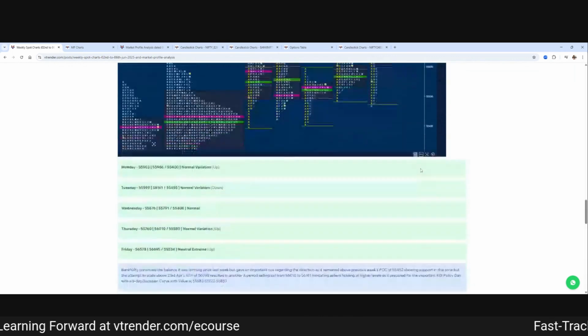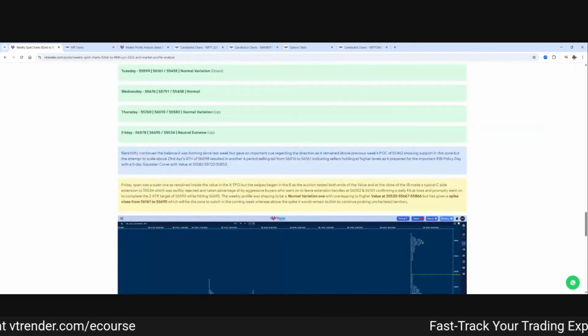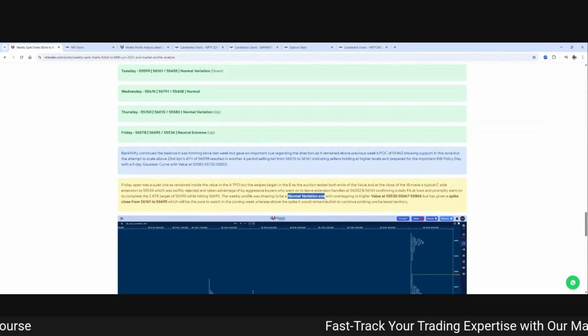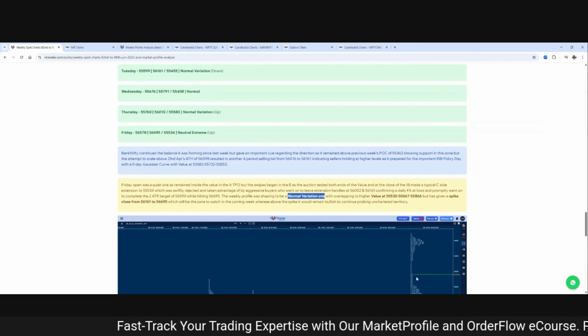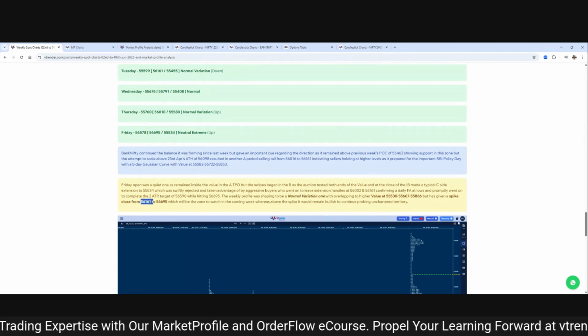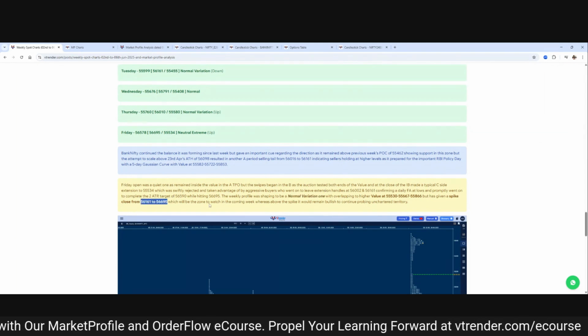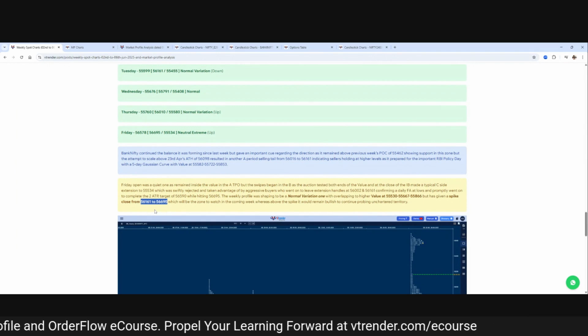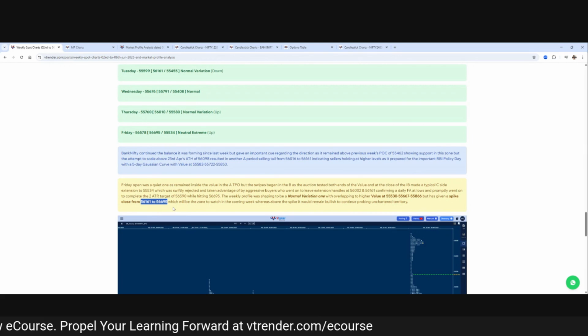And on the weekly profile, what we did was we formed a normal variation one, which was actually giving overlapping to higher value, but it closed in a spike. And what was the spike zone? The spike was from 56,161 to 56,695. So this will be the zone we'll watch. Above this 56,695, we are completely bullish for more upside.